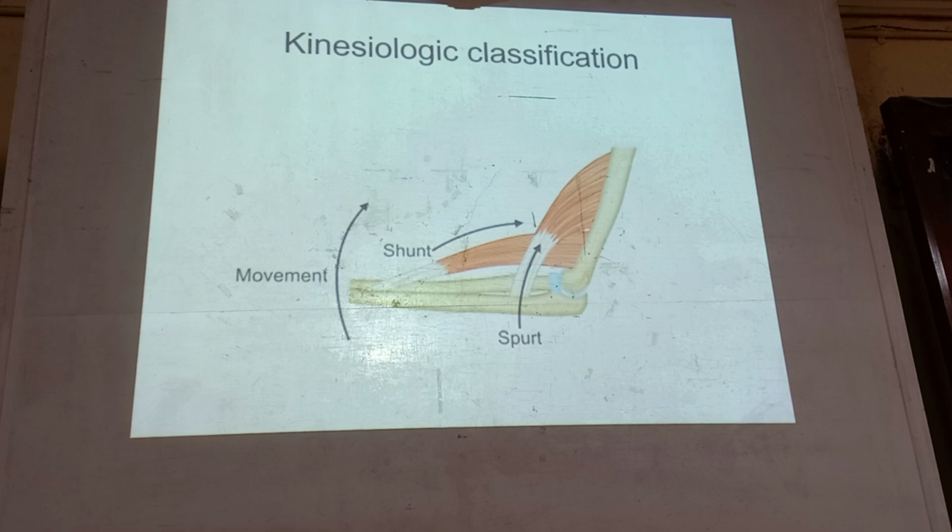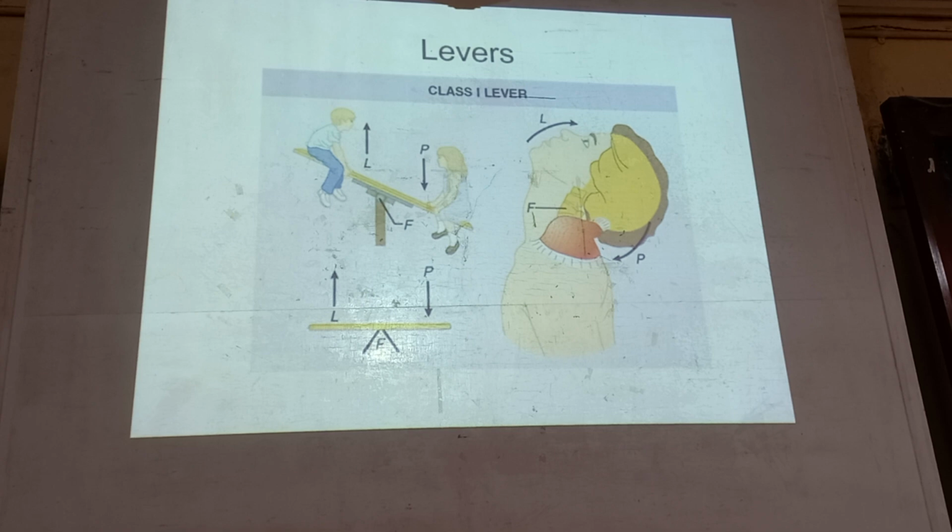If a muscle has a bigger spin component, it is called a spin muscle. So I will repeat again. Kinesiologically, the three components are called swing, shunt and spin. The muscle which has a bigger swing component is called a spurt muscle. The muscle which has a bigger shunt component is called a shunt muscle. And a muscle which has a bigger spin component is called a spin muscle. Is this clear?